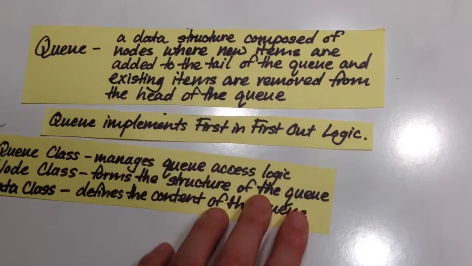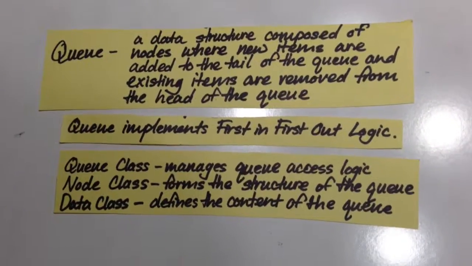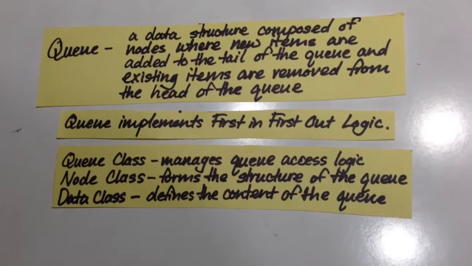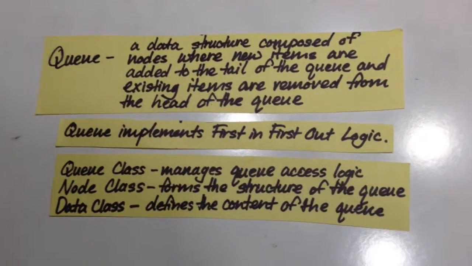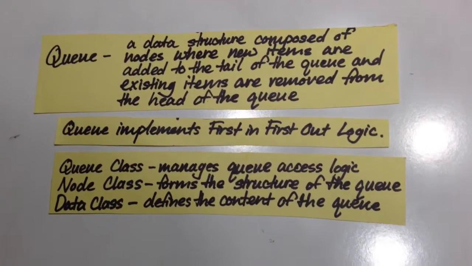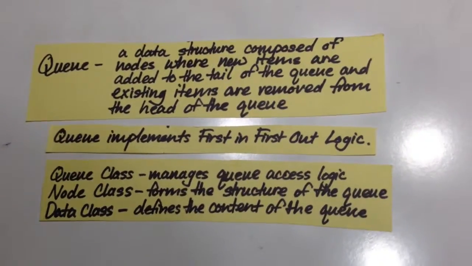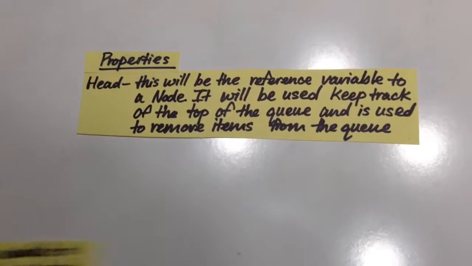So in my code, I'm going to be having 3 classes. So I'm going to be having a queue class, which manages the queue access logic, the node class, which forms the structure of the queue, and a data class, which defines the content of the queue. And I'm going to be implementing these properties.